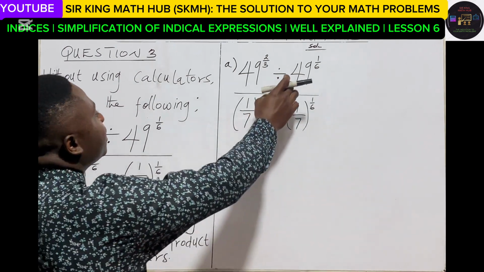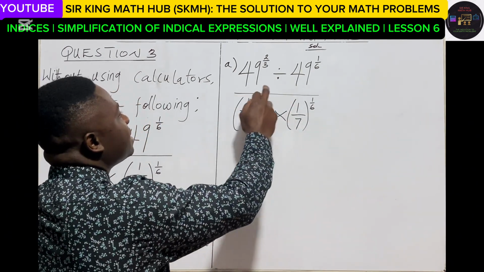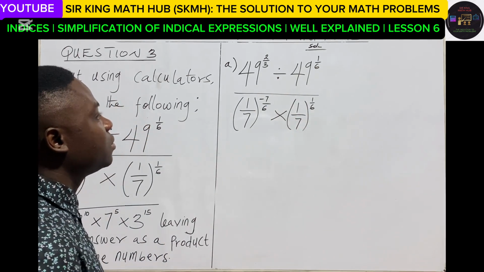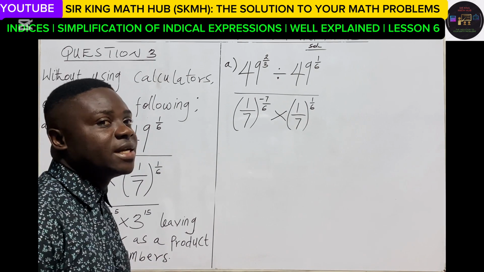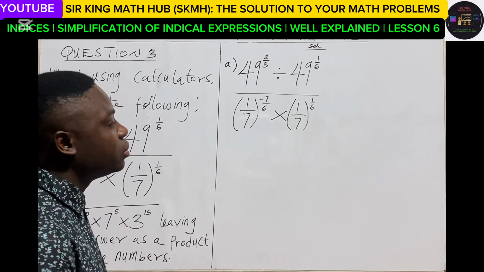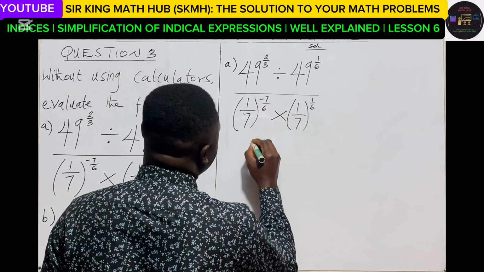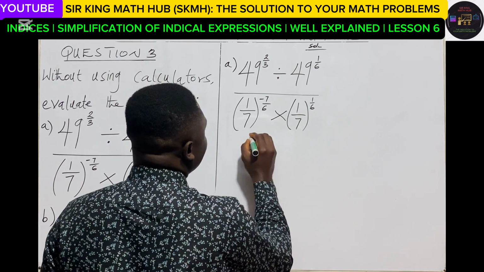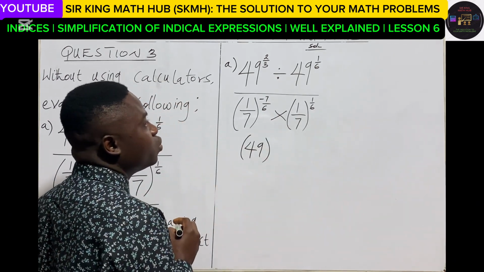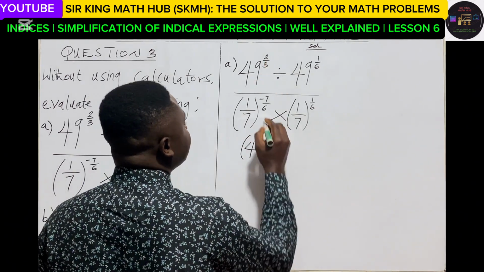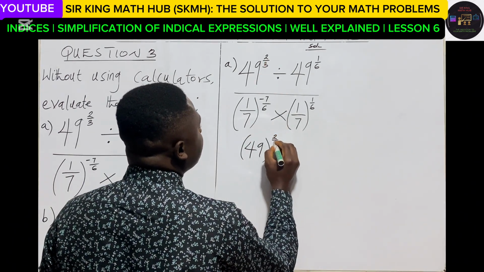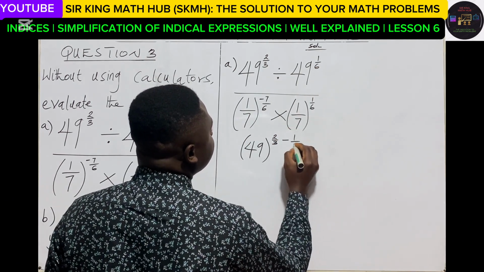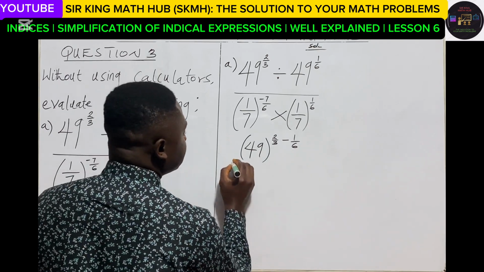Now starting with the numerator, we see that the bases are the same and then they are divided. From the second law, anytime the bases are the same and they are divided, what do you do? You write one of the bases. In this case, we write 49. And what do we do to the index? We subtract the index. So the first index here is 2 on 3 minus the second index, 1 on 6.